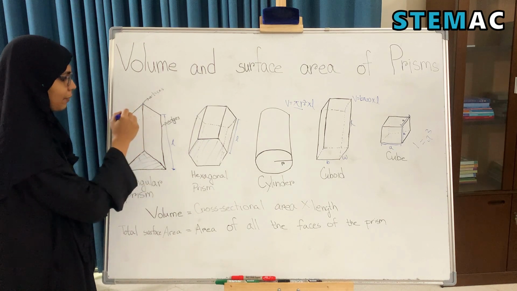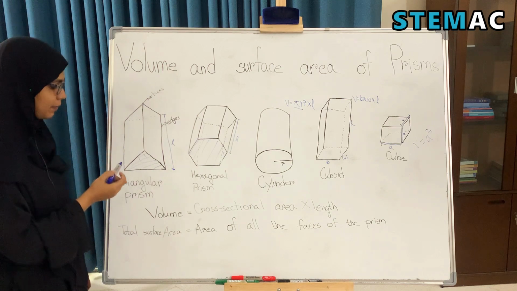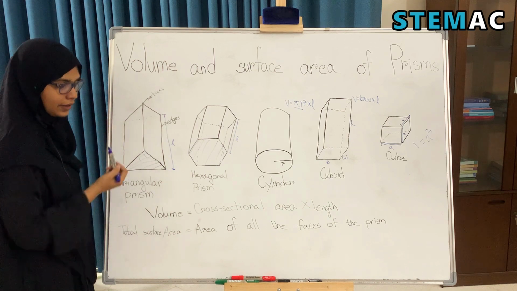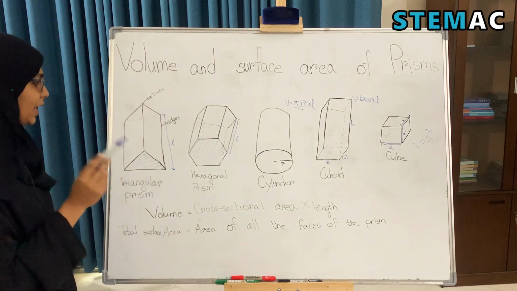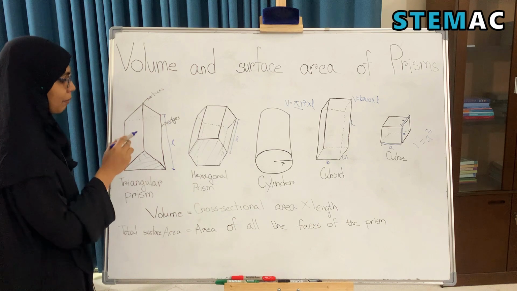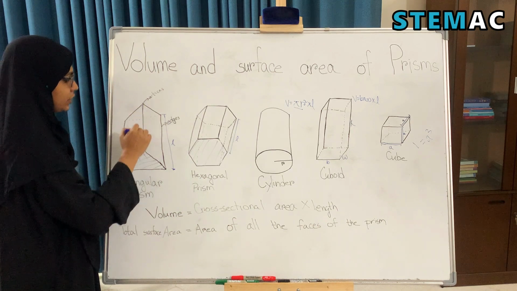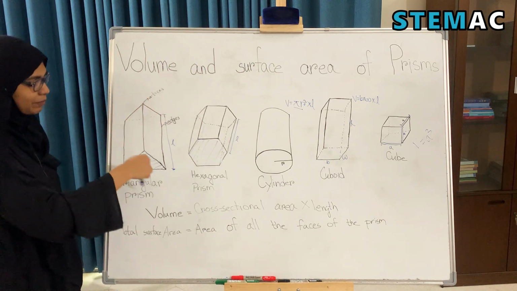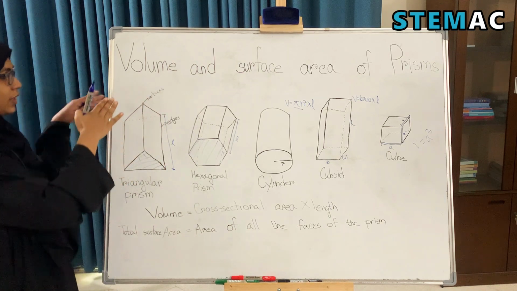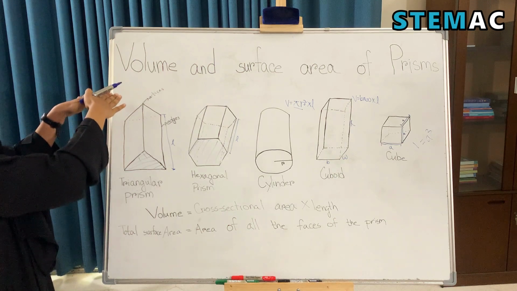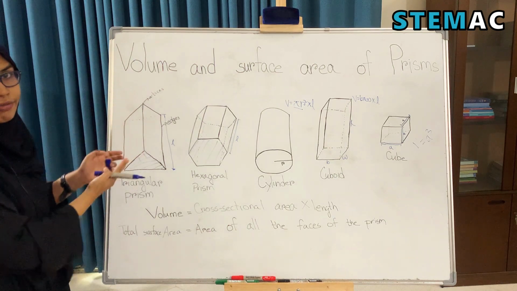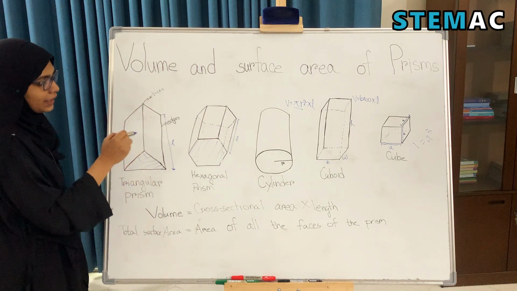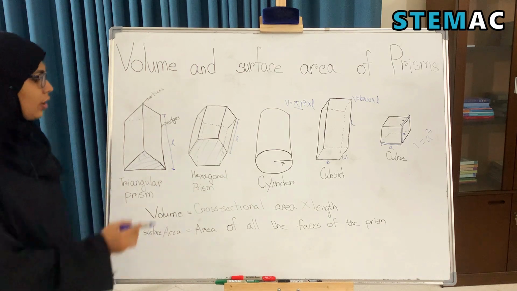This face and the face at the back are triangular, so they would have the same area. So cross-sectional area multiplied by 2, plus these 3 rectangles. If you have anything shaped like this triangular prism, you would observe that 3 faces are of rectangular shape. The faces at the sides are of rectangular shape.